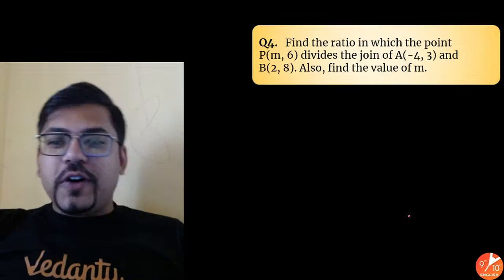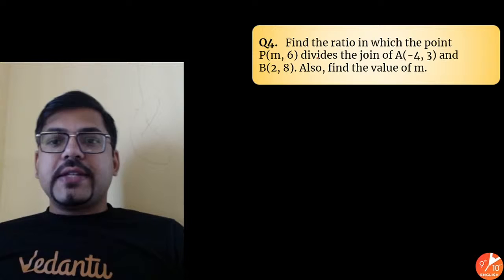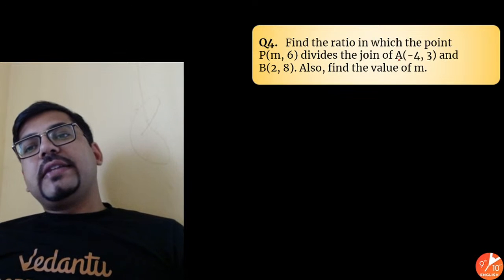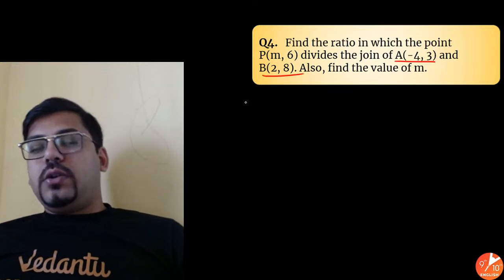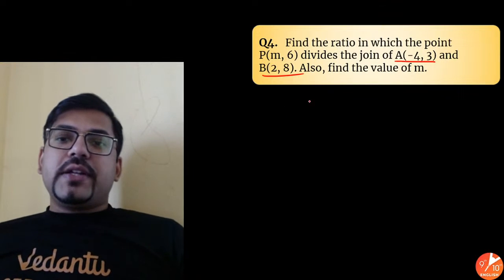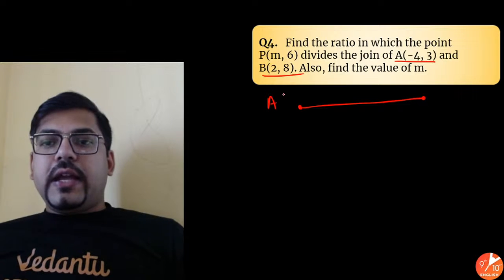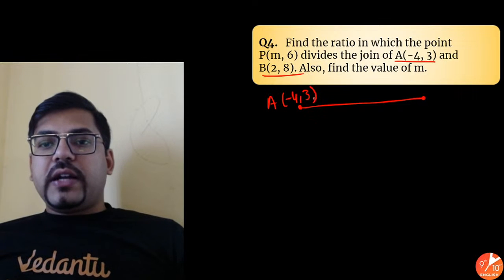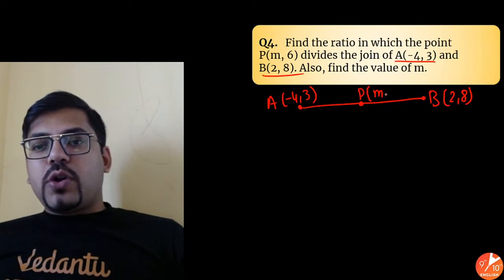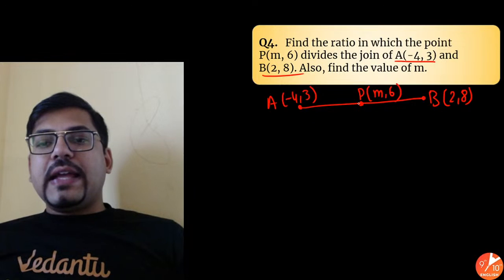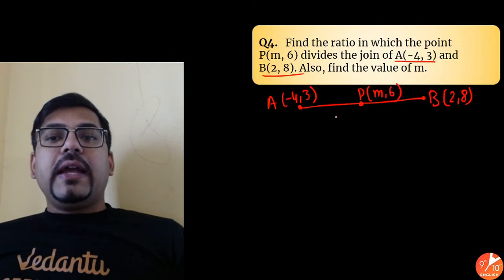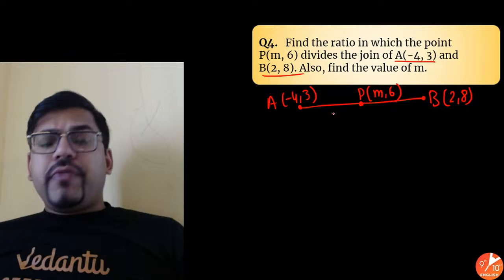Here's the next question, people. The next question says, find the ratio in which the point divides the join of A and B. Say for example, here you have got points A and B, where A is minus 4 comma 3 and B is 2 comma 8. The question says you have a point P which is m comma 6, dividing this line segment AB in a ratio we don't know. Now we have to find this ratio.